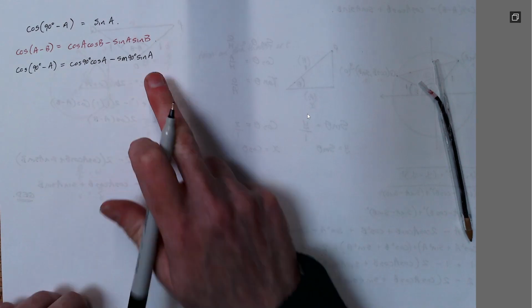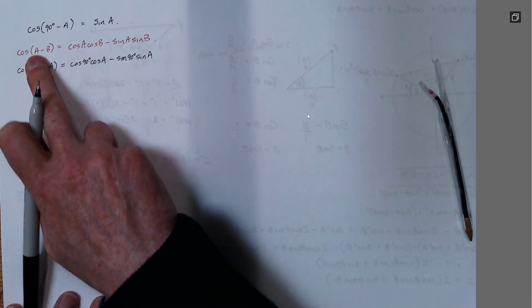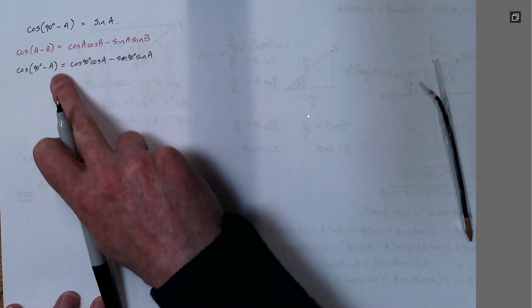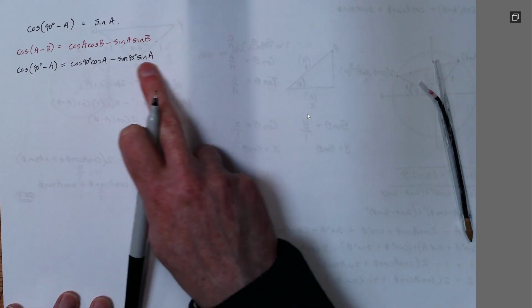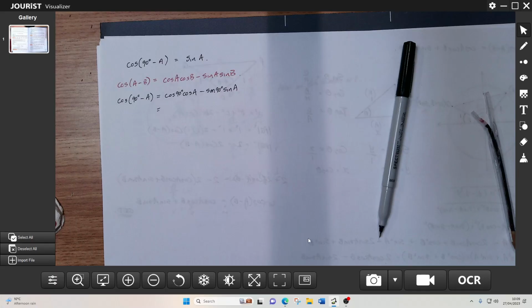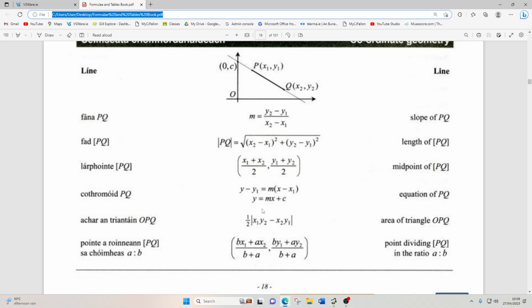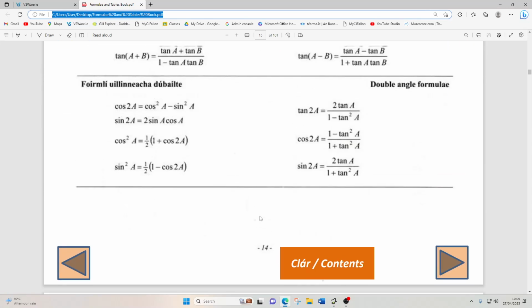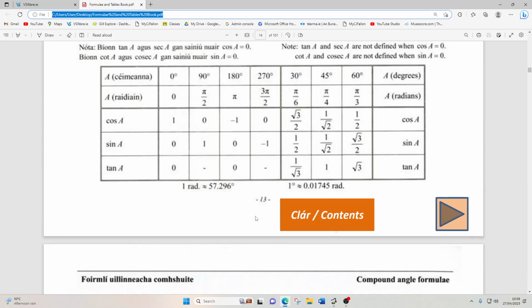It is a bit awkward with the A's and B's, but at least it should work out. We just substitute 90 degrees for A and A for B. Now we know cos 90 degrees is 0, and sin 90 degrees is 1.